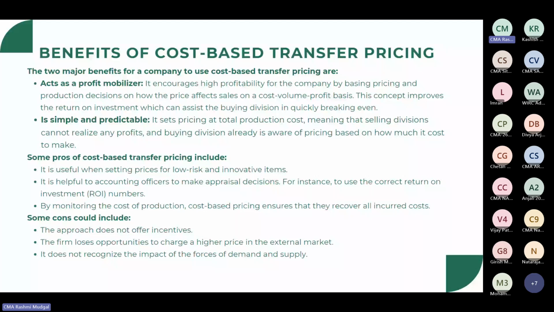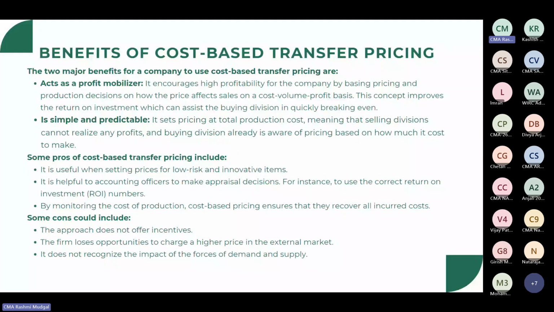Benefits of cost-based transfer pricing. Why is it beneficial? Firstly, there are two major benefits for a company using cost-based transfer pricing. It acts as a profit mobilizer, where we can send profit to the head office, and sometimes another division can transfer its profit because that country applies a larger tax amount than Indian tax law. It is not in the real world, but in monetary form there can be such a possibility.